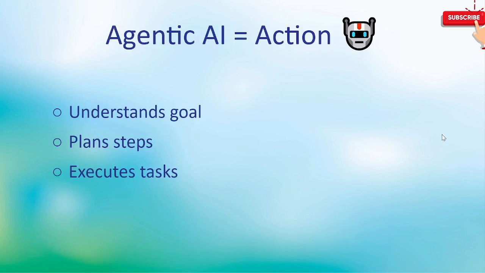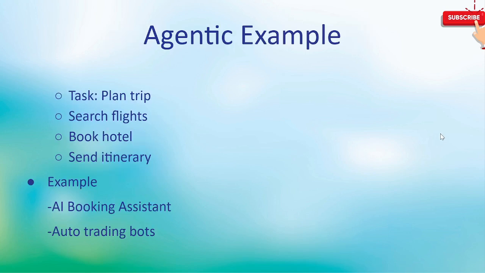Now comes the most powerful concept, agentic AI. This is the future of AI. Agentic AI means AI that can take actions for you, not just answer, but actually do the work. Let's understand this with a simple example. You say, plan my Goa trip. First, let's see what an LLM would do. It will give you suggestions, places to visit, maybe a plan, but that's it.